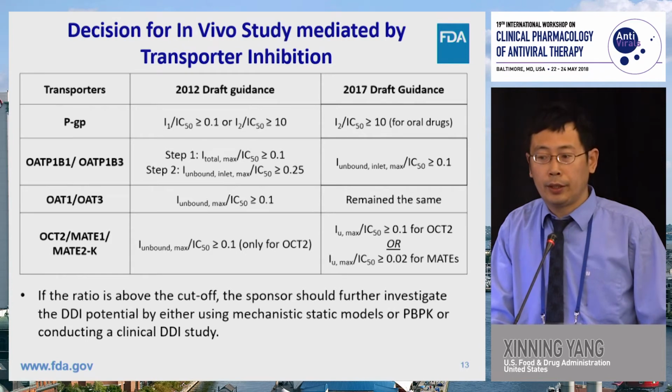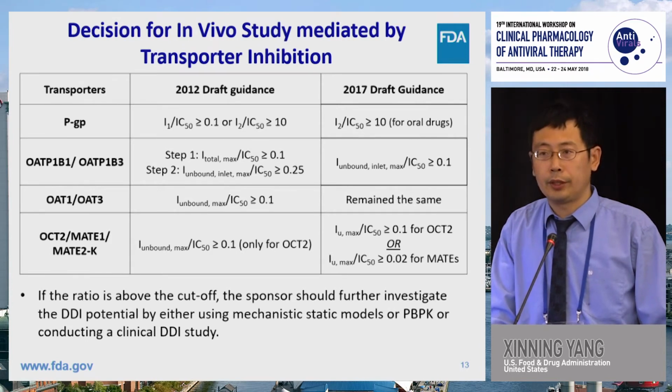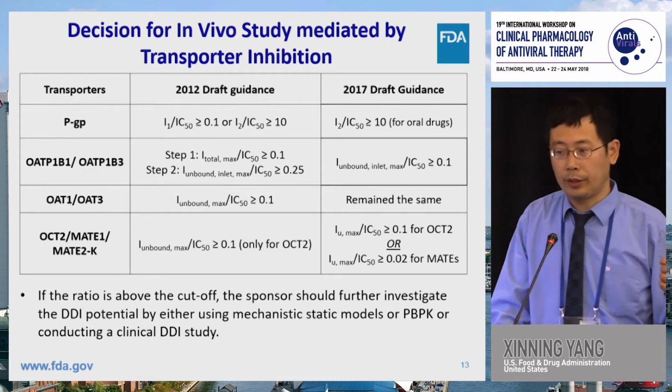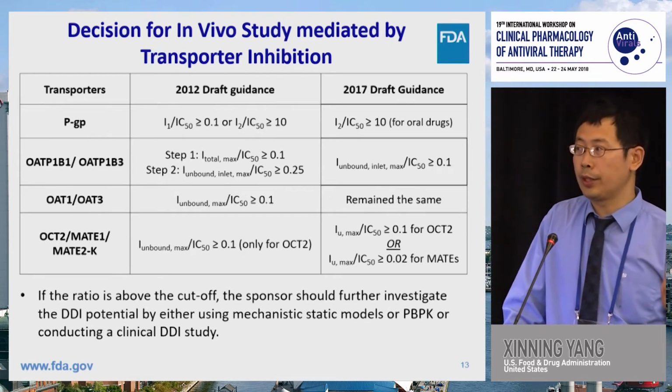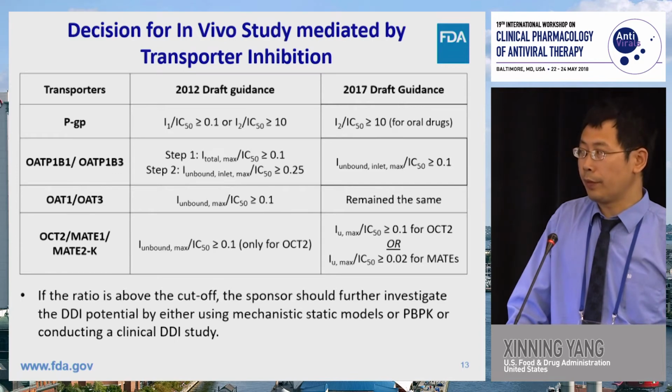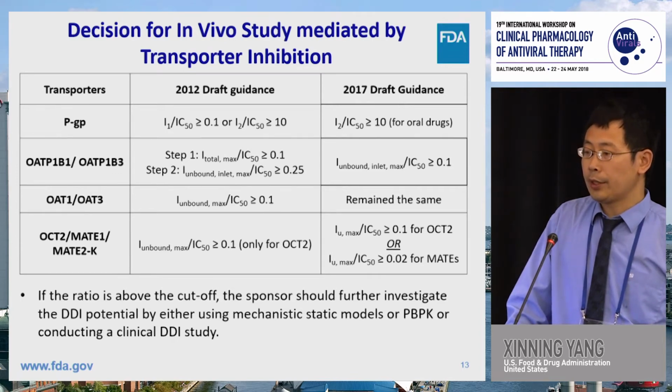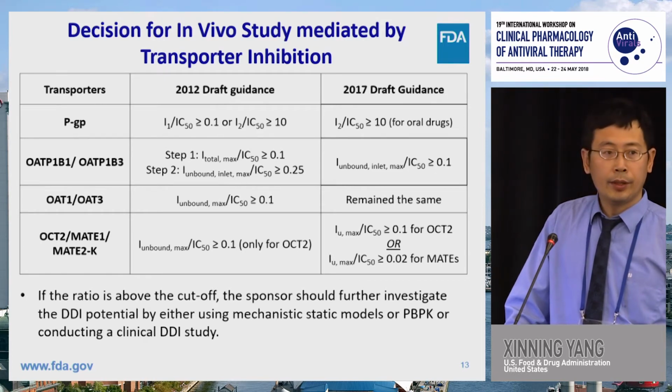For the PGP, we simplified the criteria from 2 into 1. Previously, we considered I2 and I1. I2 is the same as the I gut, that's the dose divided by 250 ml. And I1 is the total Cmax that represents the inhibitor concentration in plasma. And now we only mention the I gut.